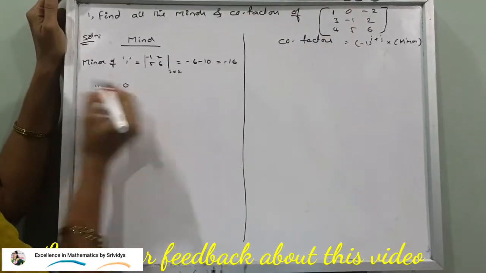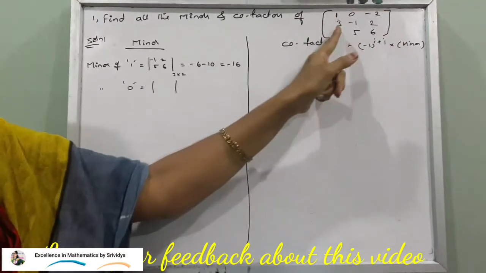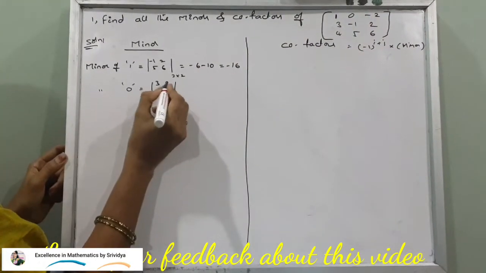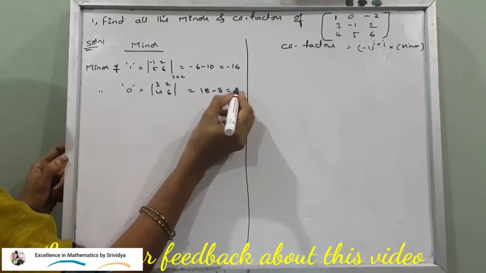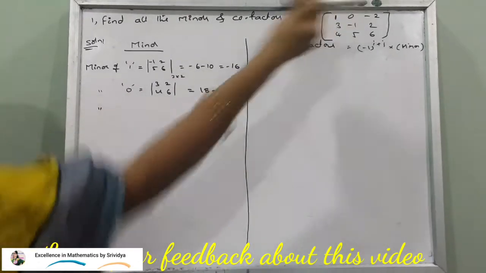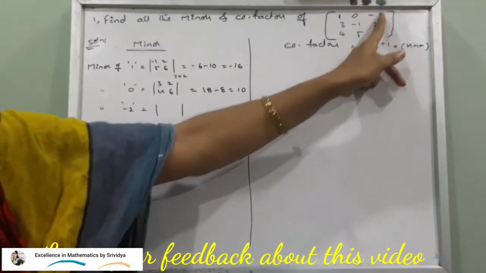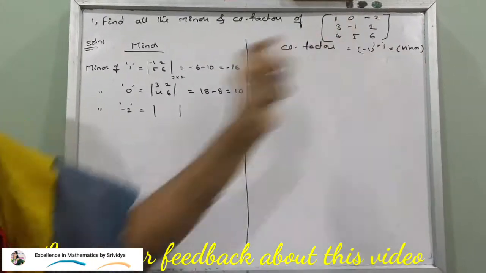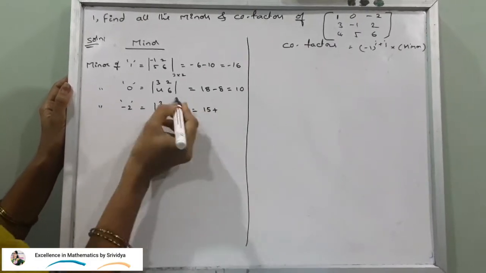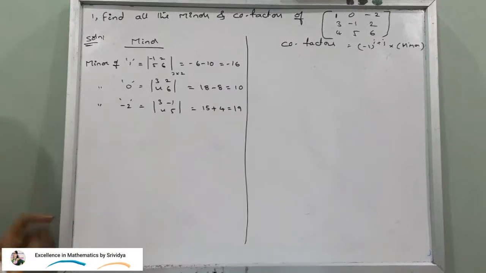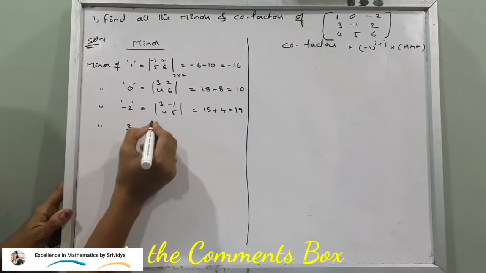Now the minor of the second element 0 is the determinant 3, 2, 4, 6, which is equal to 6 into 3 is 18, minus 4 into 2 is 8, which is 10. The third element is minus 2. Eliminating its row and column, we get 3, minus 1, 4, 5, which is equal to 15 plus 4, which is 19. Now the second row, minor of 3.